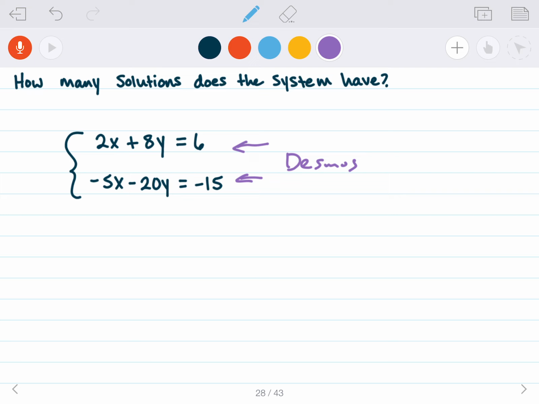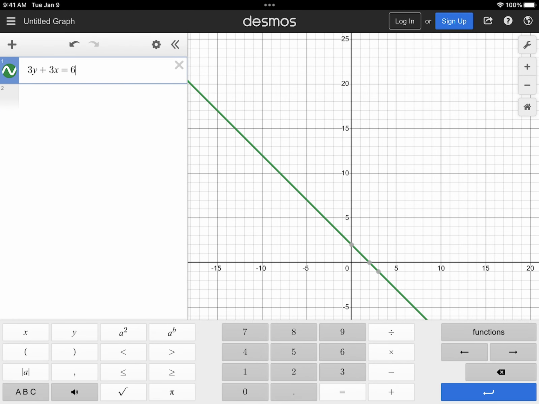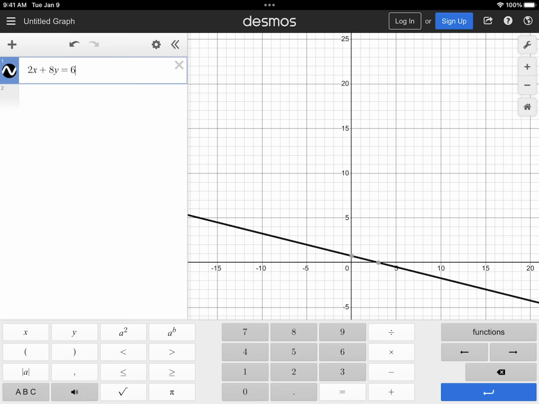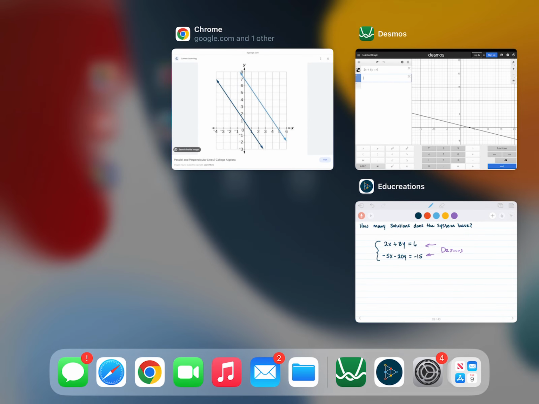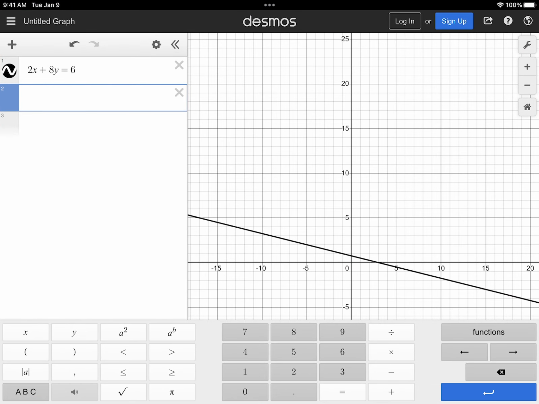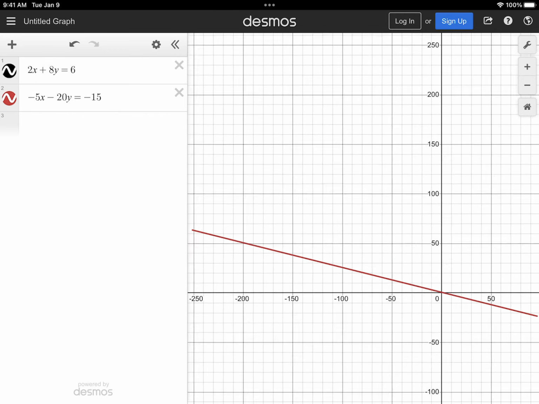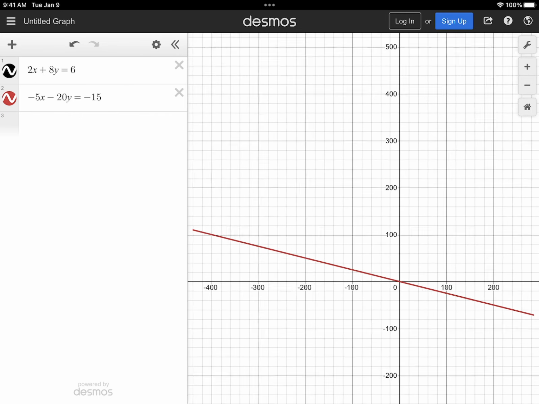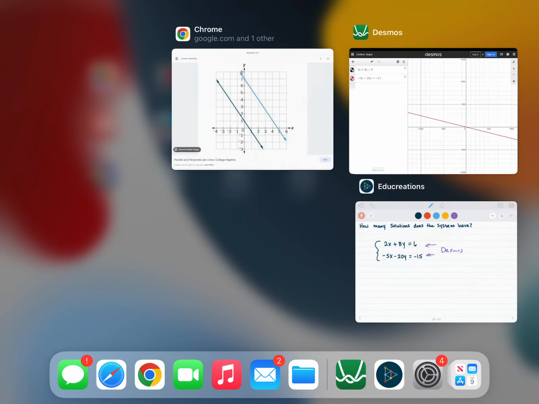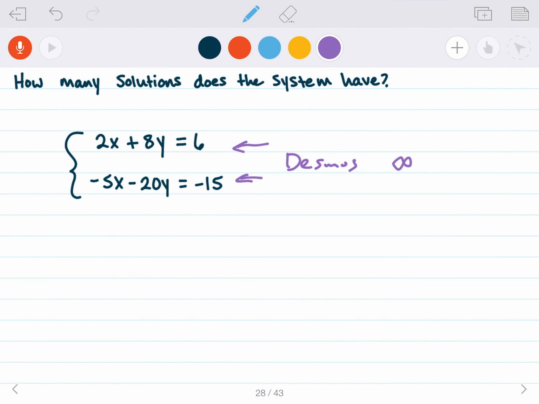So, first thing we can check on Desmos, 2x plus 8y equals 6. Let's put it in. So there's our first line. Let's put in our second line, negative 5x minus 20y equals, what was it, negative 15? Yeah. Negative 15. All right, there we go. Uh-oh. Guys, I think this thing has infinitely many solutions because I only see one line. So Desmos already says infinitely many solutions.